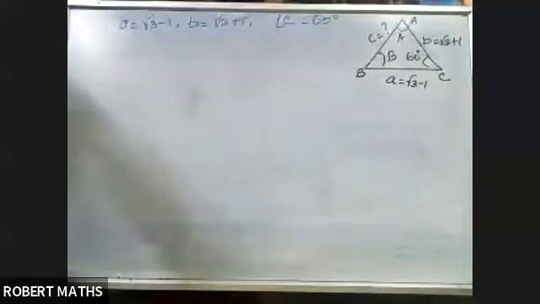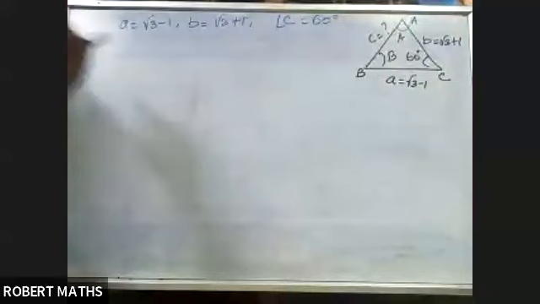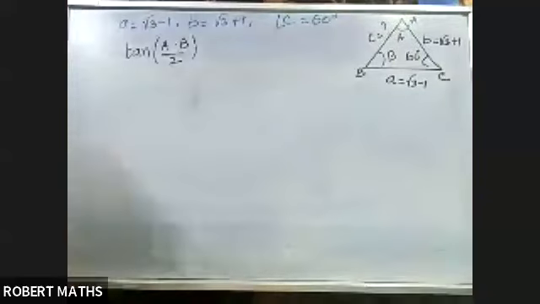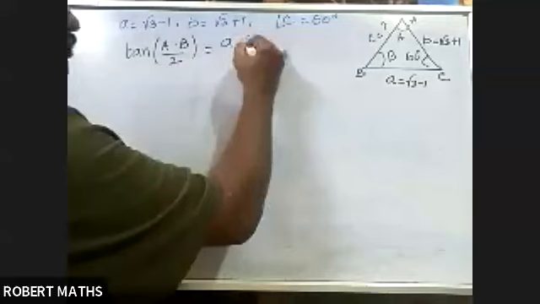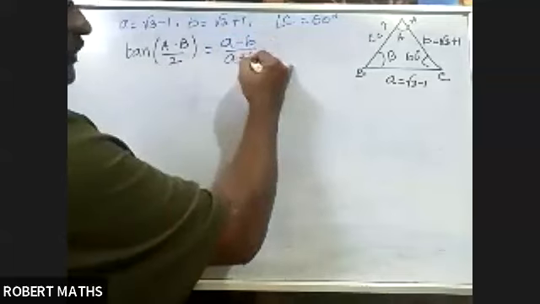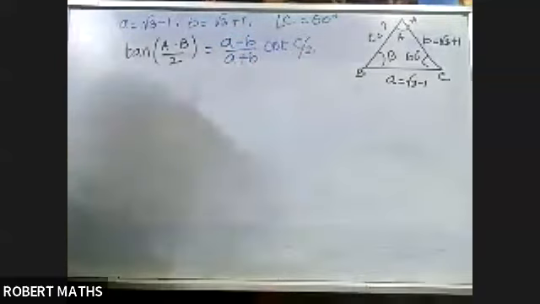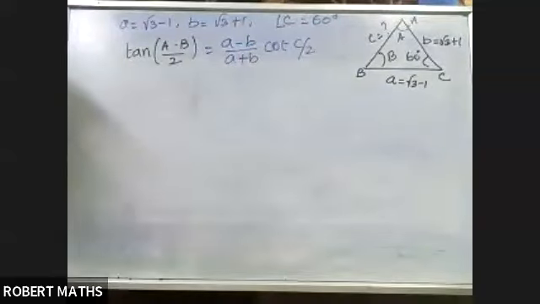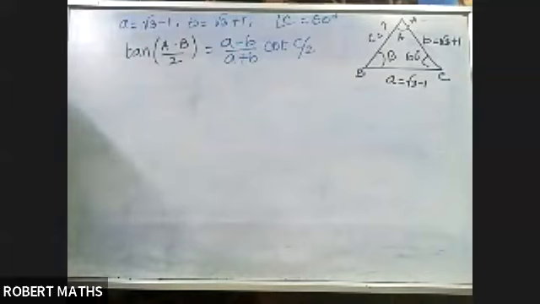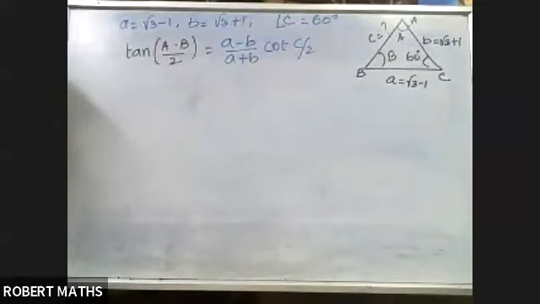Napier formula, I would have given you a formula. Please try this later. Tan (A minus B) by 2 is equal to (a minus b) divided by (a plus b) into cot C by 2. Please memorize this. All the formulas, starting from the sine formula, cosine formula, tangent formula, Napier formula, projection formula, you just get all the formulas by heart.